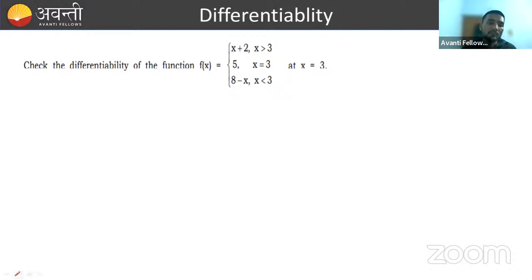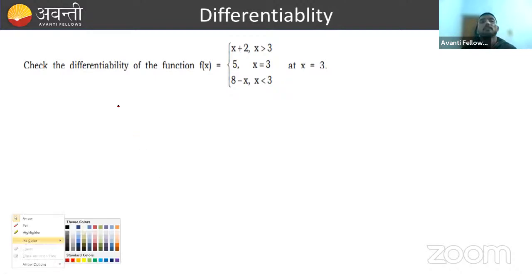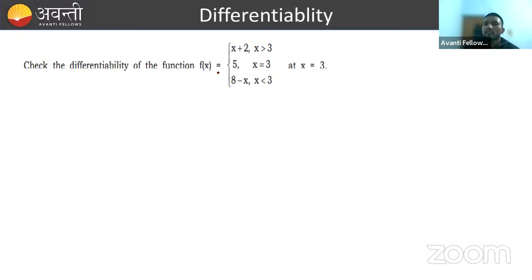This one also you can solve. Check the differentiability of the function f of x is equal to x plus 2 for x greater than 3, and 5x for x less than or equal to 3. You can find LHD and RHD by using that formula.